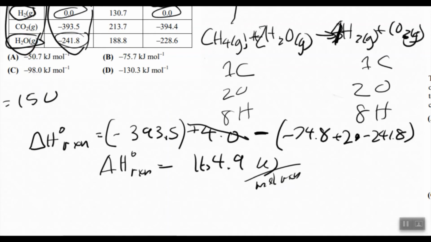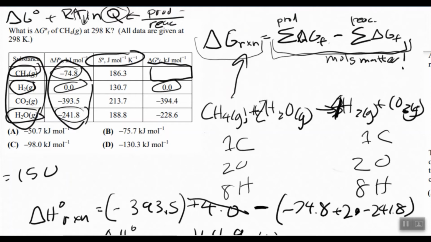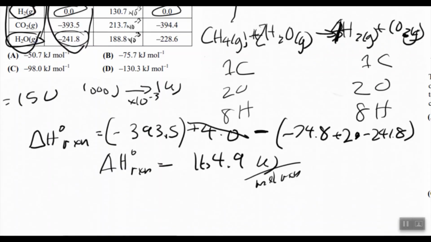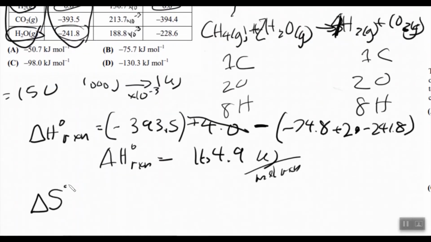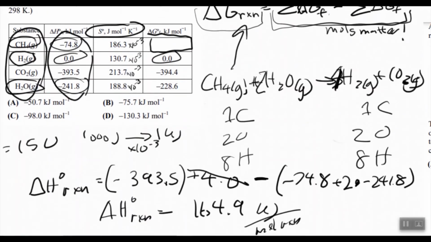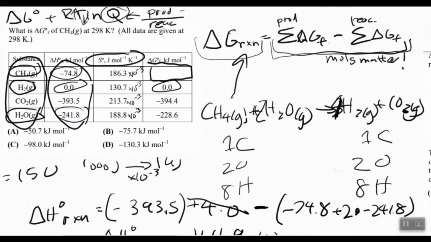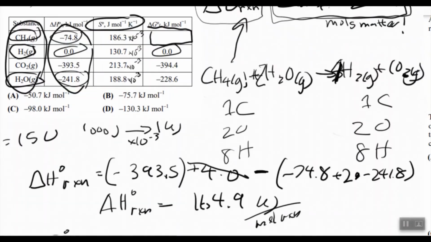Now, here's where I want you to be careful. This is joules, not kilojoules. So why don't we convert everything to kilojoules by multiplying everything by 10 to the negative 3? Because by multiplying joules by 10 to the negative 3, you get kilojoules. Like 1,000 joules becomes 1 kilojoule when you multiply by 10 to the negative 3. So we essentially want to do the same thing for the delta S naught of reaction by taking the entropies of the products minus the entropies of the reactants. It's all summation. So how do we do that?